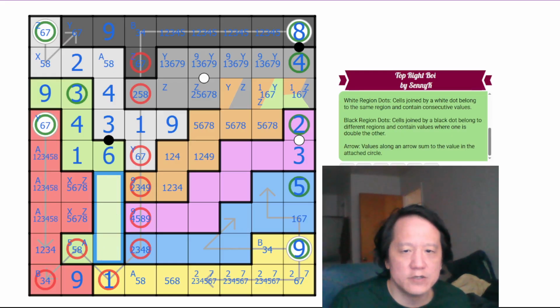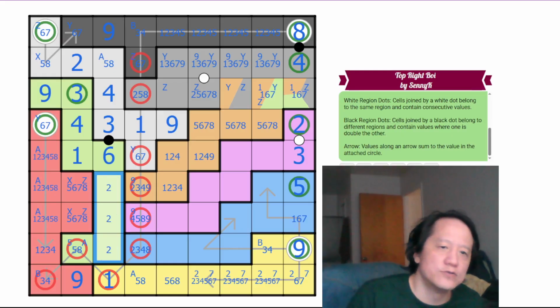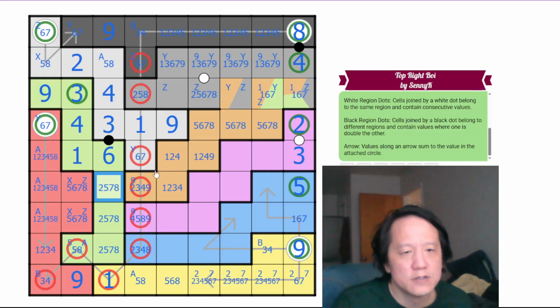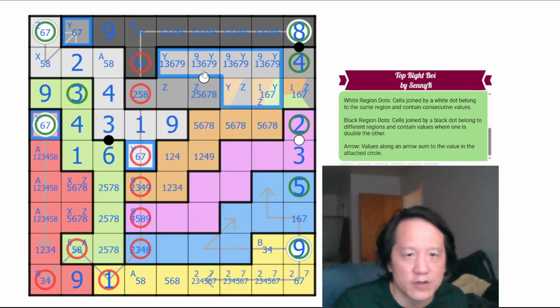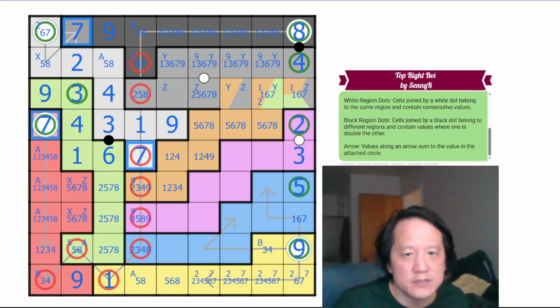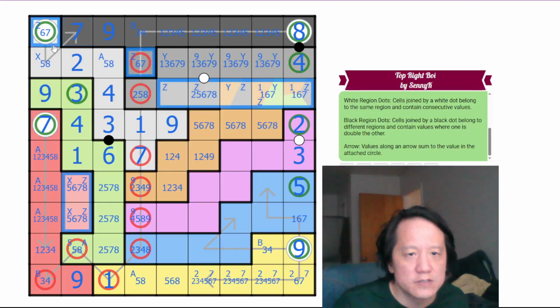Remaining digits here are 2, 5, 6, 7, 8. No 6 here, though. 2, 5, 7, 8. We don't know which one's which. 6 is here, which means this y is not 6. So y is 7. So we'll move those. So these are 7. That means z is 6.